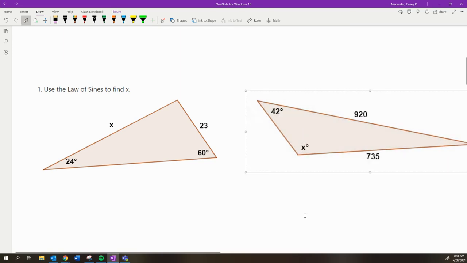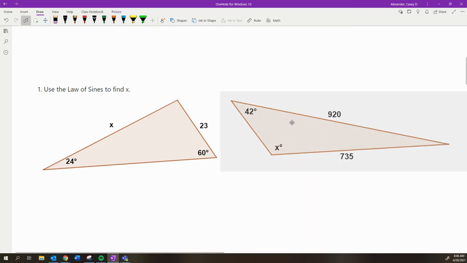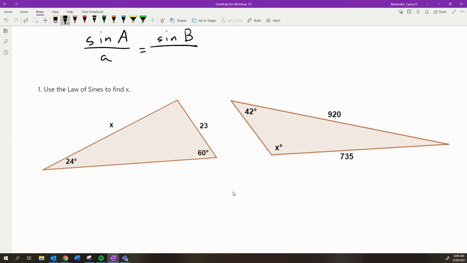So these two problems involve the law of sines, which I didn't type out before I got here, but remember, the law of sines just says that in any triangle, the sine of an angle divided by the opposite side is equal to the sine of any other angle divided by its opposite side. So considering number 1 here, we have to find a side.